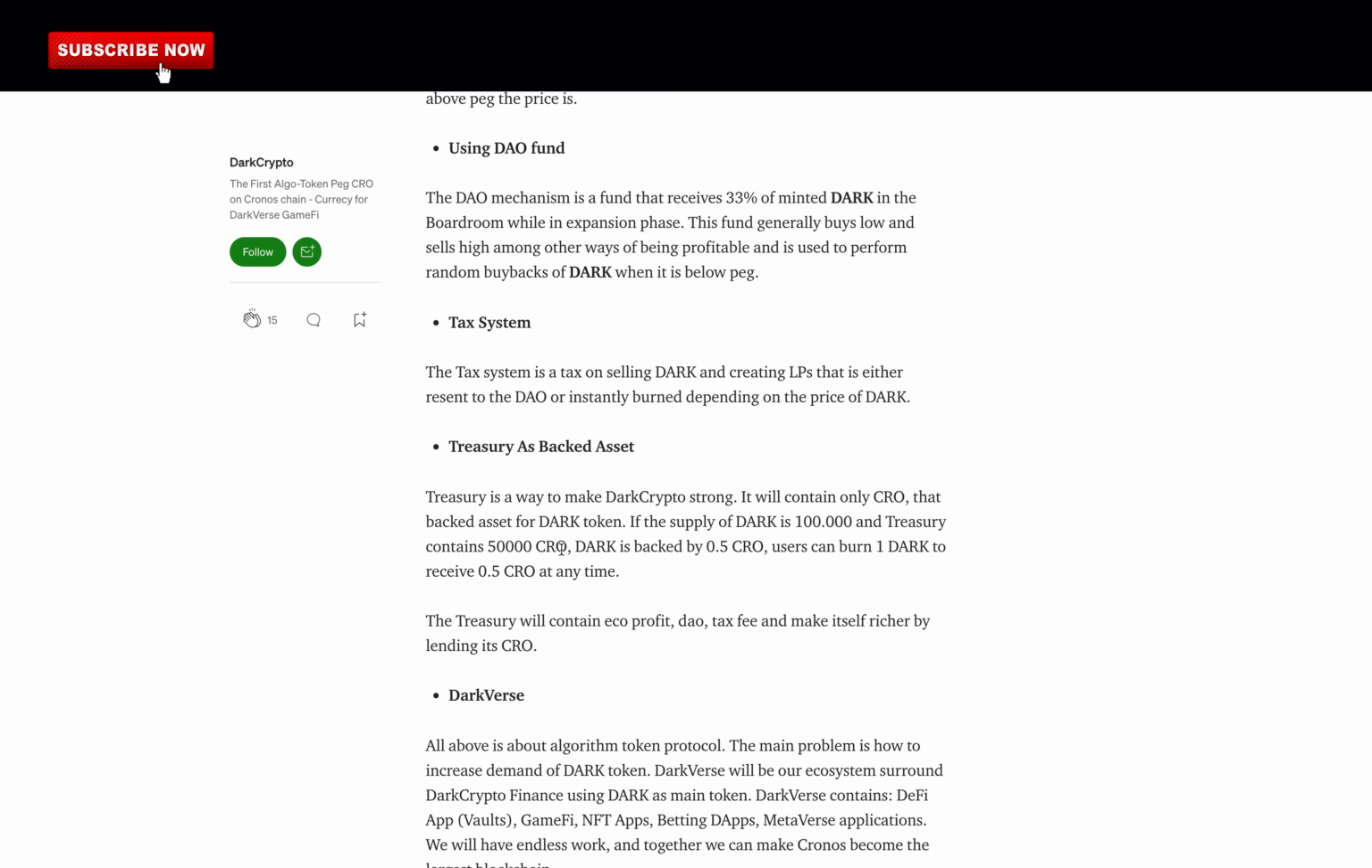Treasury is backed asset. Treasury is a way to make Dark crypto strong. It will contain only Crow, that backed asset for Dark token. If the supply of Dark is 100,000 and Treasury contains 50,000 Crow, Dark is backed by 0.5 Crow. Users can burn 1 Dark to receive 0.5 Crow at any time. The Treasury will contain Eco Profit, DAO tax fee, and make itself richer by lending its Crow.